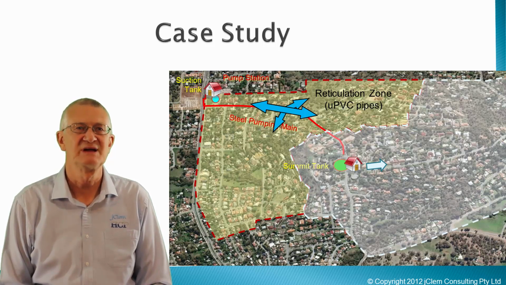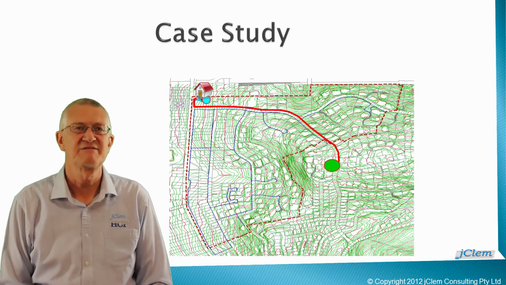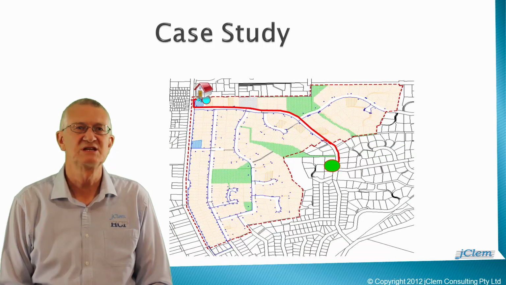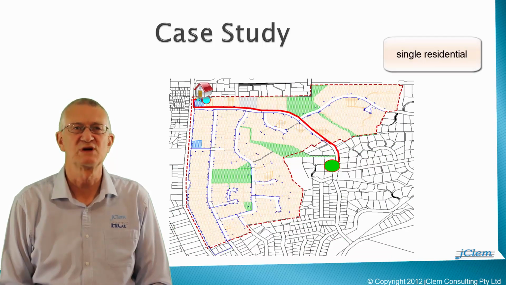That higher zone and its assets are beyond the scope of the case study. Our focus will be on this system and its pumping main across steeply rising terrain. Most of the properties in the reticulation zone are zoned for single residential use. There is some public open space and only a few special use lots.